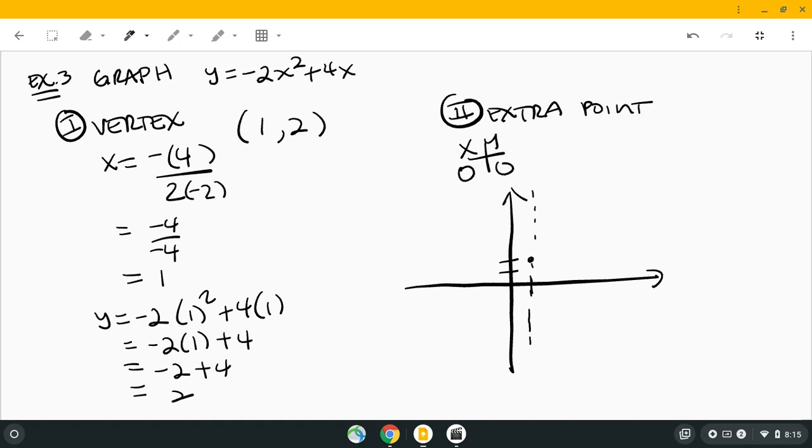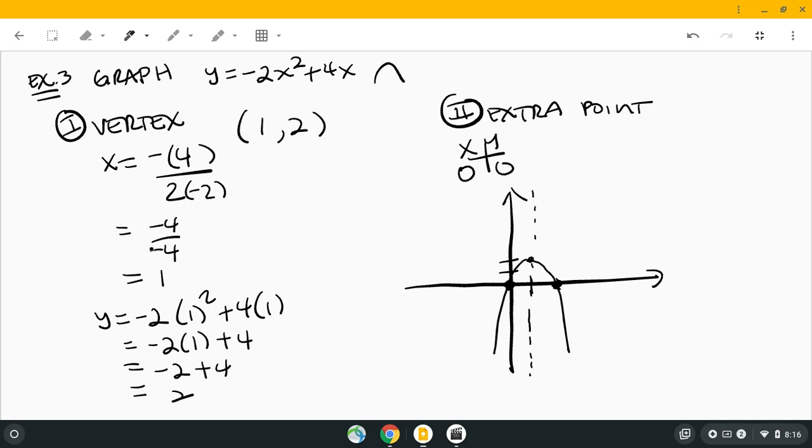All right, so 1, 2. That's my vertex. There's my axis of symmetry. I have a point at 0, 0. And because A is negative, it will open downward, right? And we see that happening here. And then by symmetry, I'll get the other half. If I have the extra point right over here, then I will have the third point over here 1 unit away. Okay. So there we go. So that is how you graph standard form of a parabola.